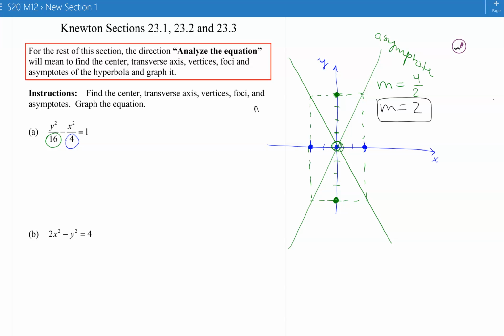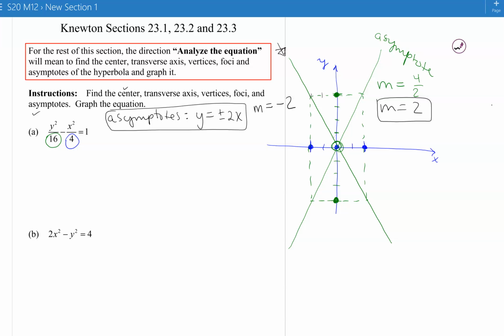Then these slopes are always plus and minus the same number, because to get the slope of the other asymptote, you go up 4 and backwards 2, which gives you a slope of -2. So the asymptotes are one of the first things I find. And we have y equals plus or minus 2x. Okay, so I got my asymptotes.